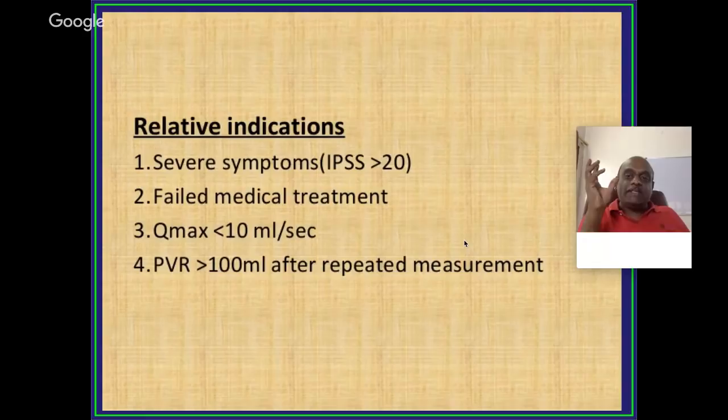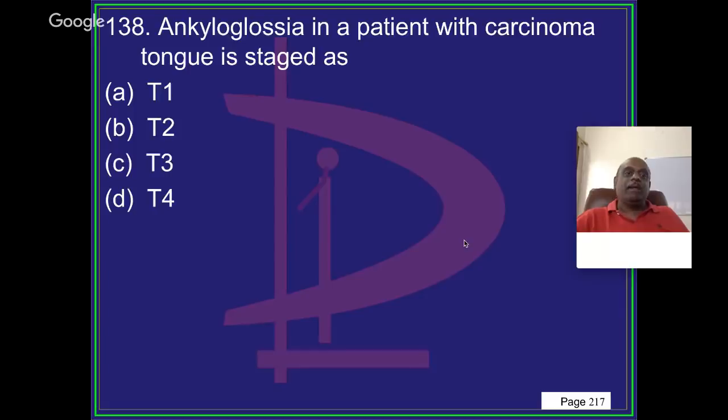Regarding the prostate size, IPSS, International Prostate Symptom Score, a score more than 20 is an important indication, but relative. Any failed medical treatment, flow rate less than 10 ml per second, and post-void residual volume more than 100 ml after repeated measurement, they're all the relative indications is what you need to remember.